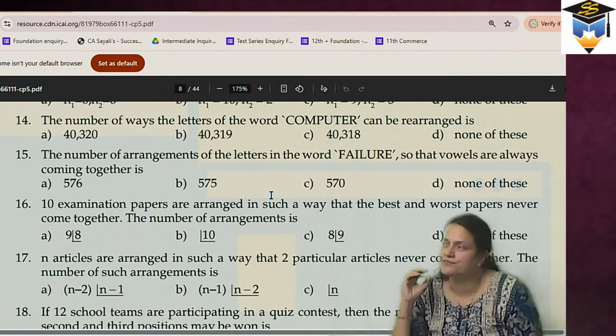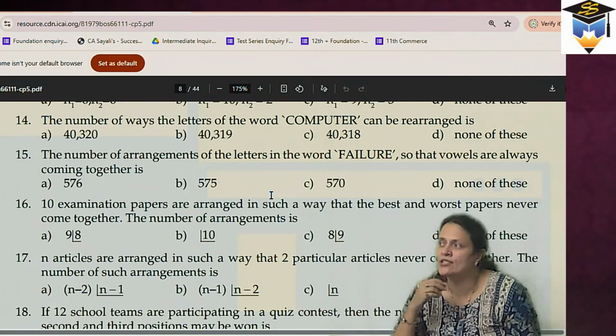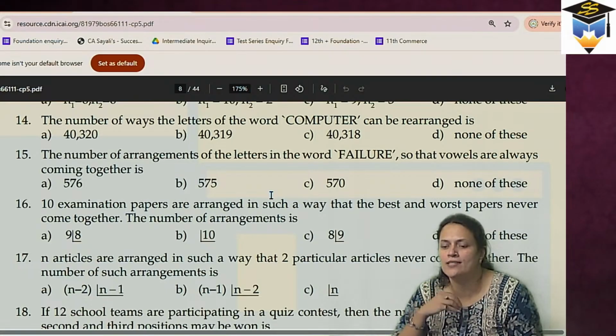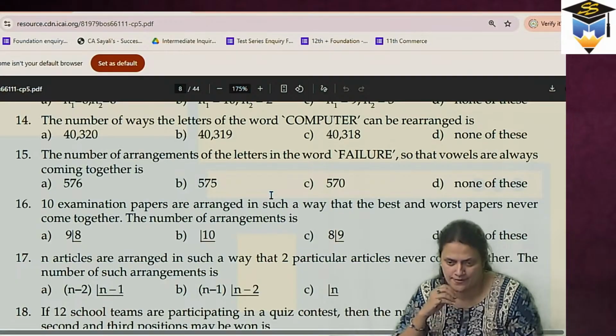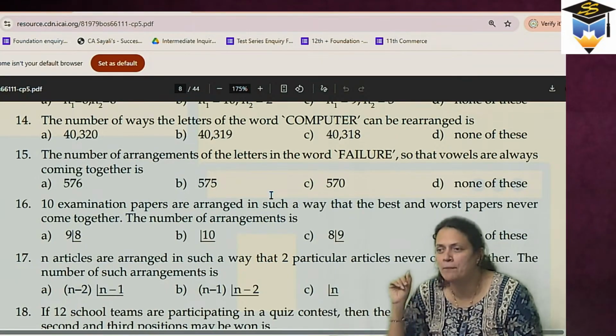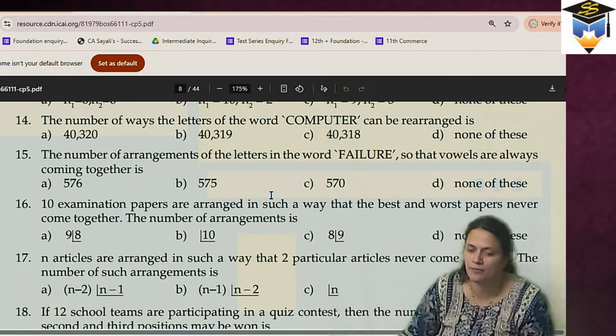Now 14. The number of ways the letters of the word computer can be arranged. So in computer, how many alphabets? 8 alphabets. So we have to arrange these 8 alphabets. So they can be done in 8 ways. So 8P8, that is 8 factorial, will be the answer.